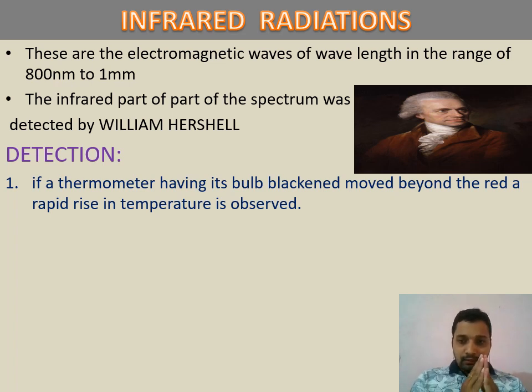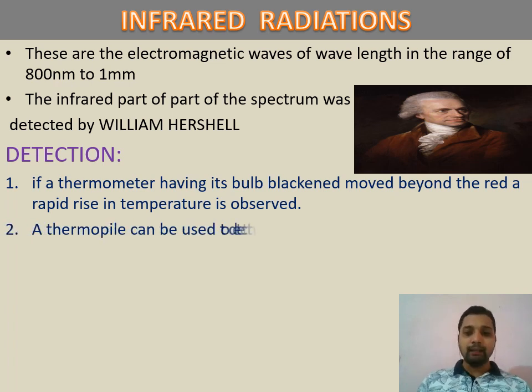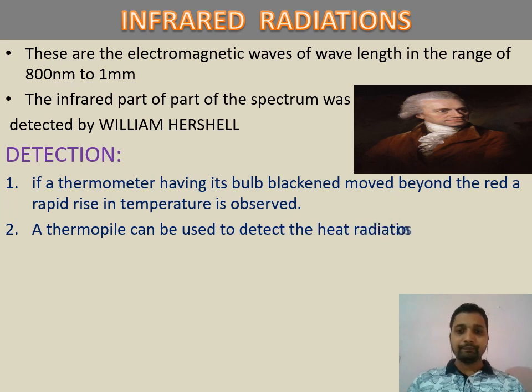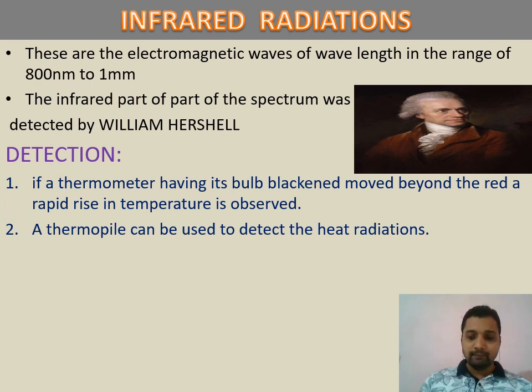When the radiation passes beyond red, there is a rapid rise in the temperature of the black and white thermometer. From that, we will be able to know the presence of infrared. Another method you can use is a thermopile. A thermopile is an instrument used to detect heat radiation, because infrared is heat radiation with a high amount of heat, so we can use the thermopile.